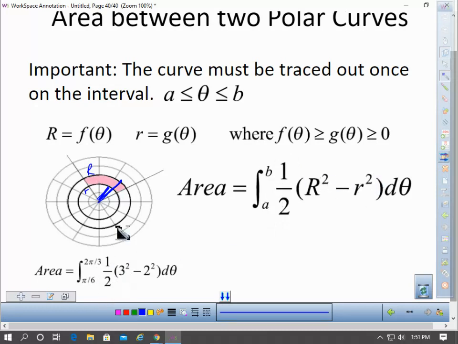In the actual example I drew, we're going from pi over 6 around to over here to pi over 3. That's what these two lines are. Then it would be 1/2 the big R squared. The big R would be the circle that's 3 because it's on the third ring from the pole, and then minus little r squared, where little r would be 2 because it's on the second ring from the pole. So it's the furthest out function minus the closest function.